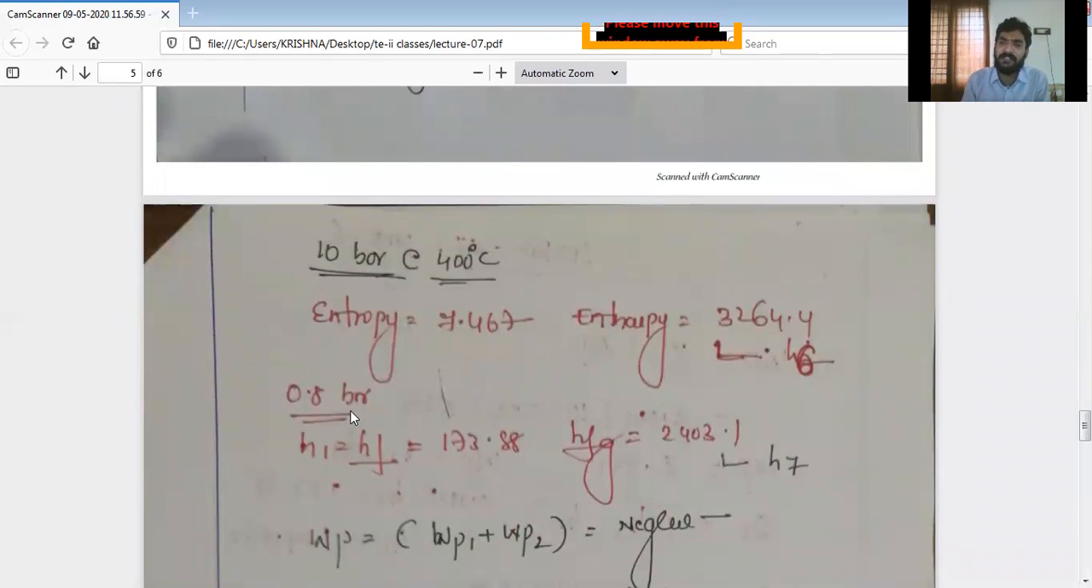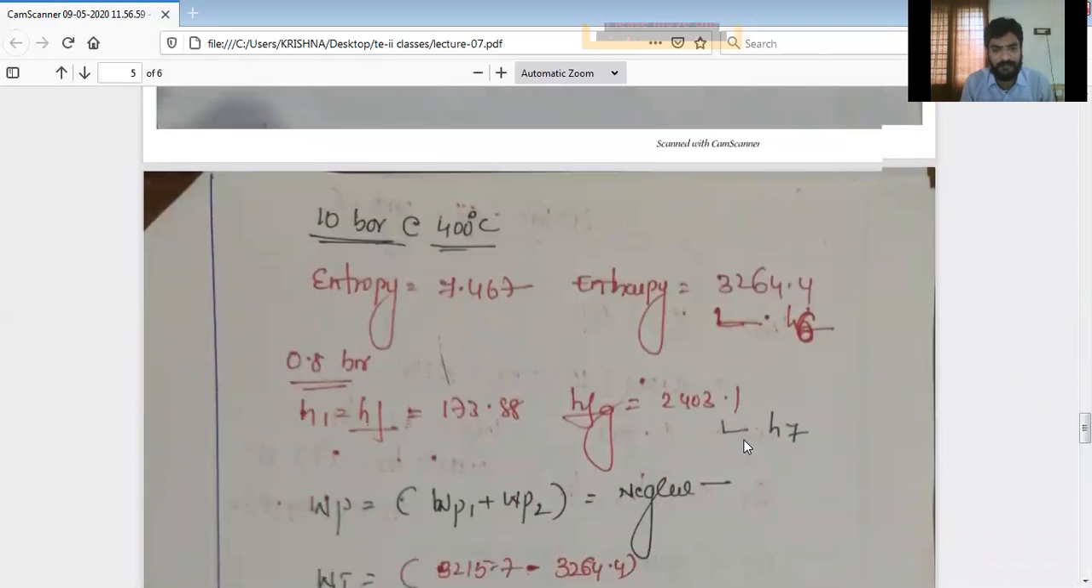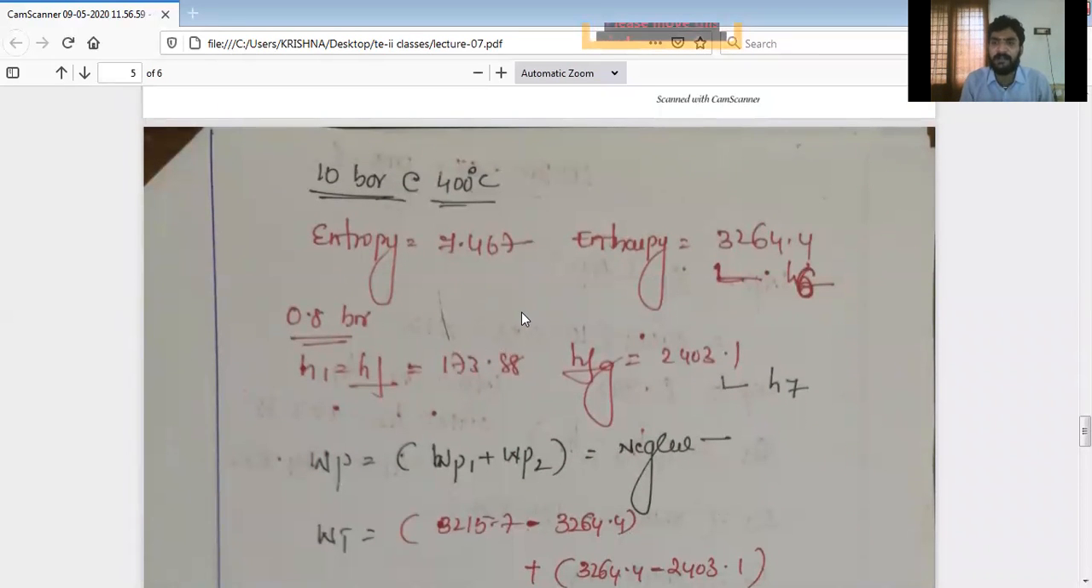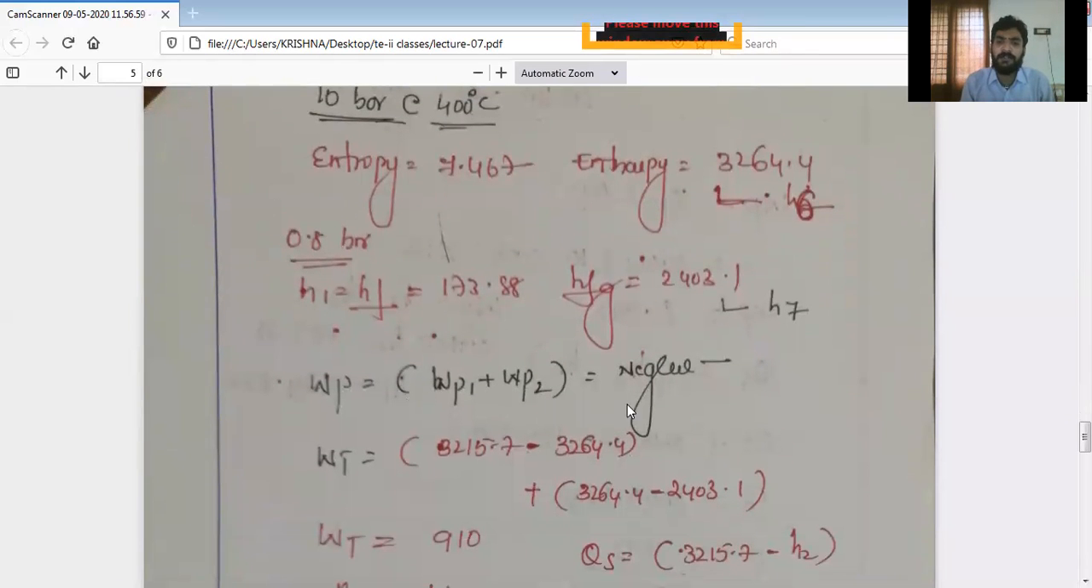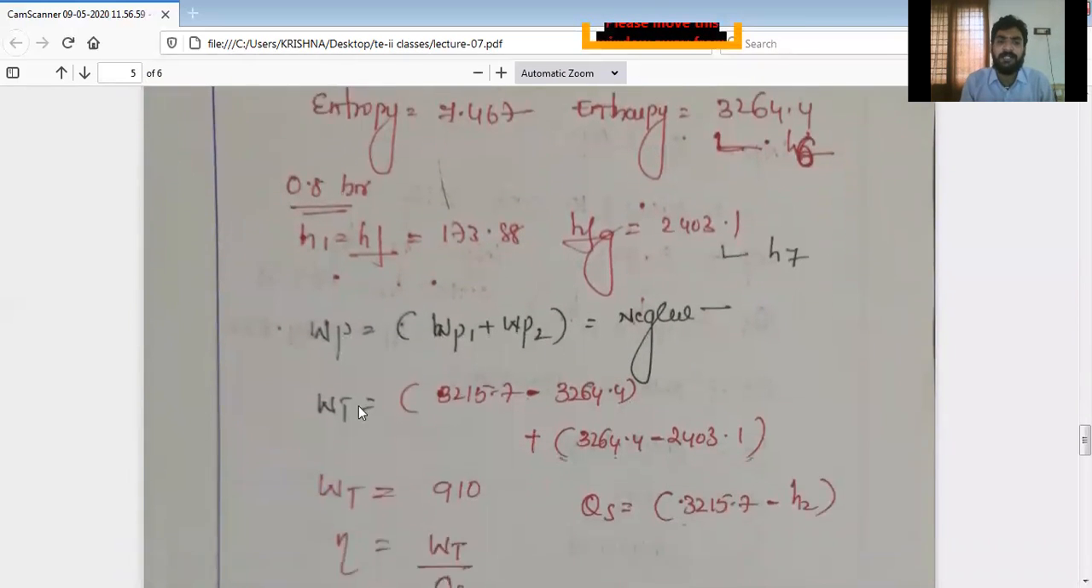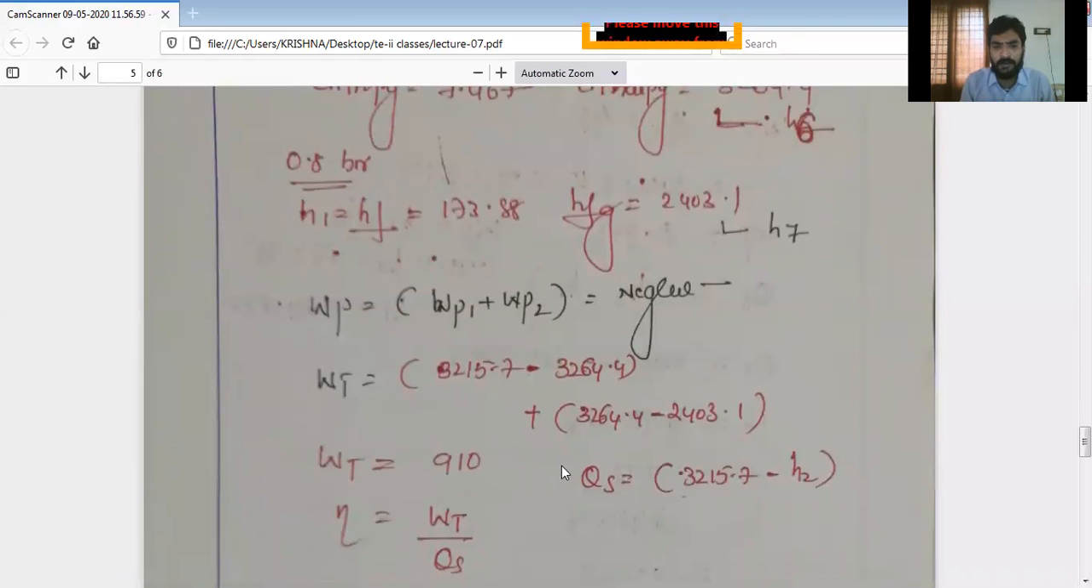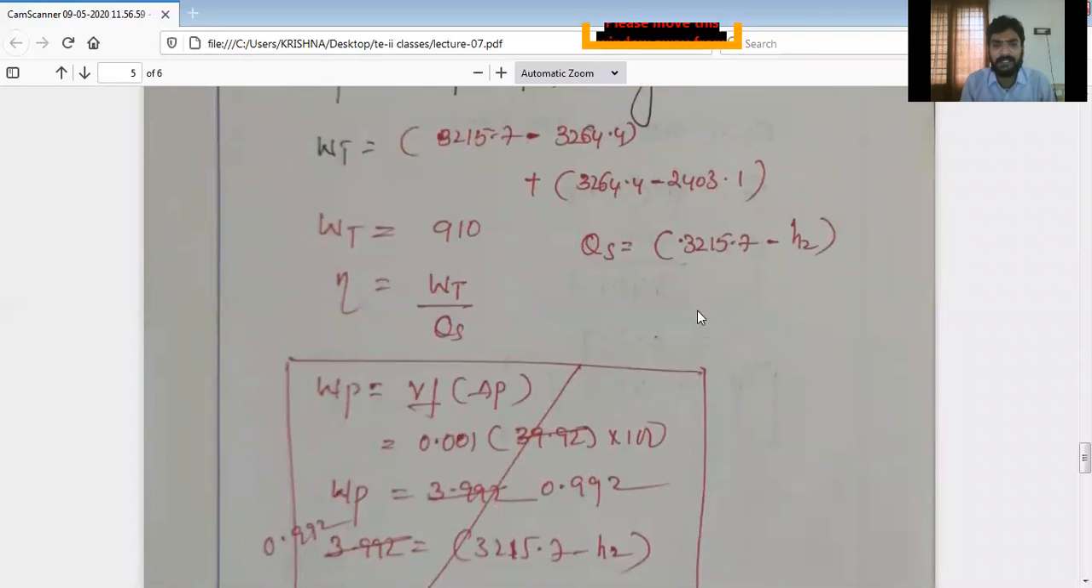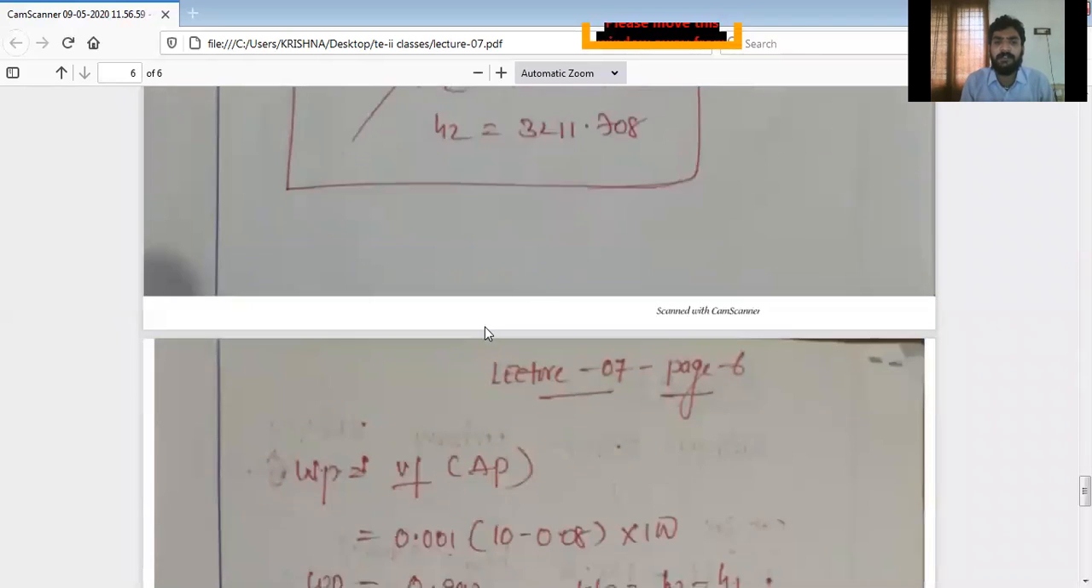Then finally at 0.8 bar, this is the condenser pressure, the enthalpy is 173.88 and HFG is 2403. These are all values taken from steam tables. Those values are substituted in the respective equations. So turbine work I get around 910.